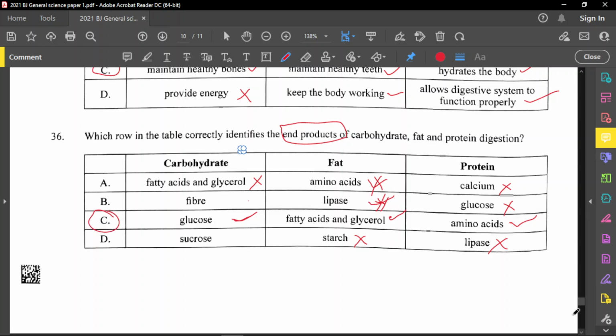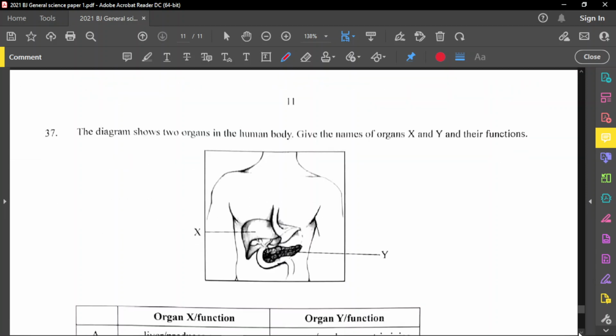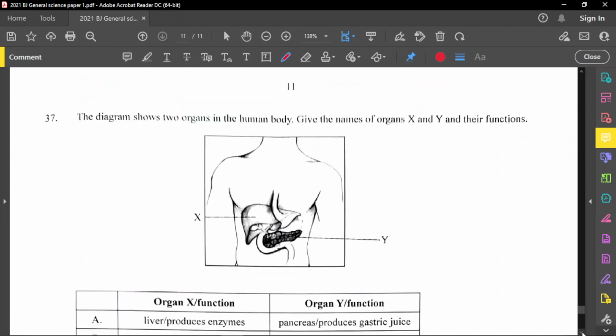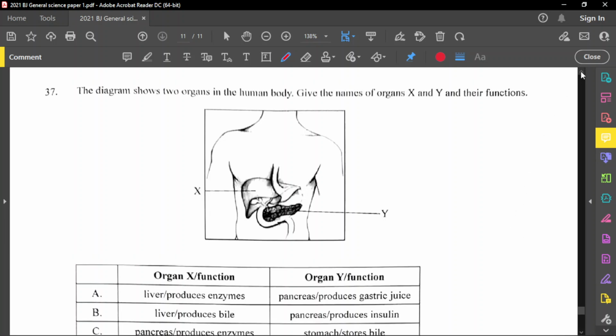All right, let me quickly finish this paper, the next 4 questions. For question number 37. I guess I'm getting a little bit tired too. You see, I actually almost gave the wrong answer for that one. For question number 37, a diagram shows 2 organs in the human body. Give the names of organs X and Y and their function as well.